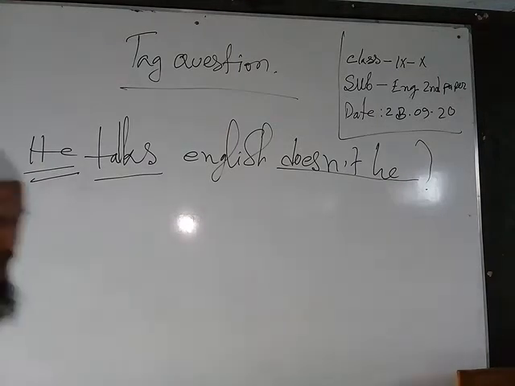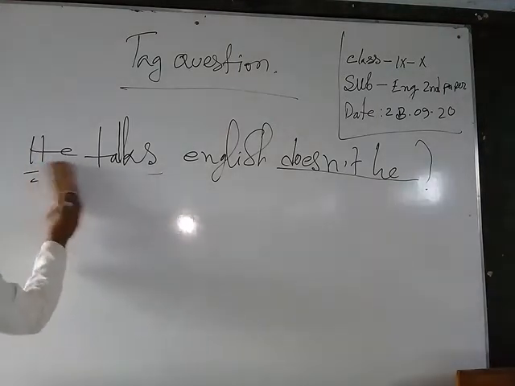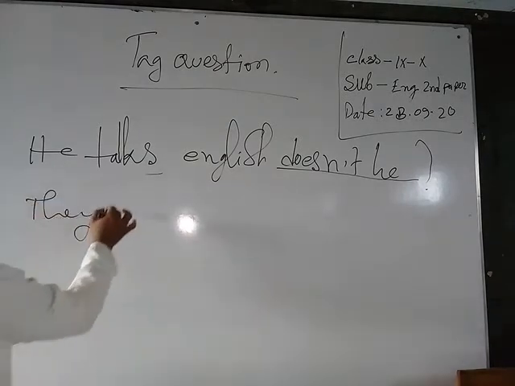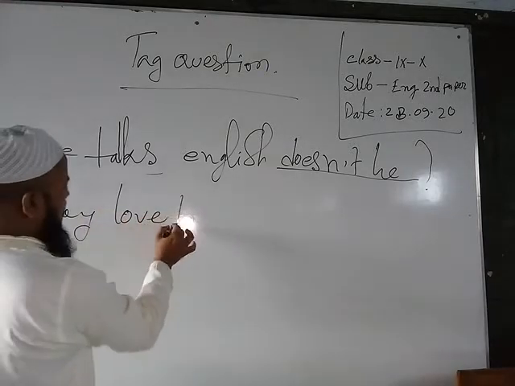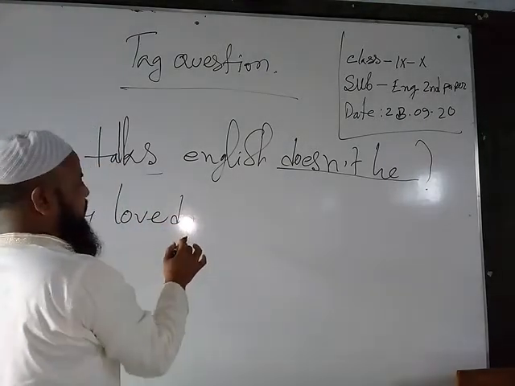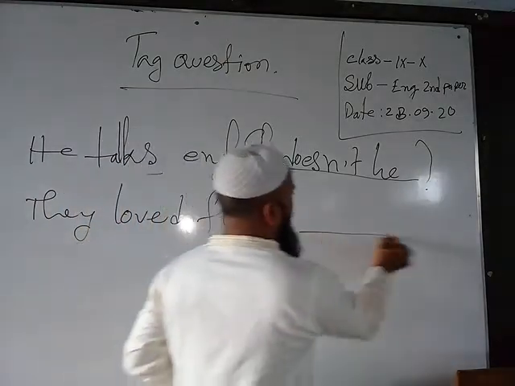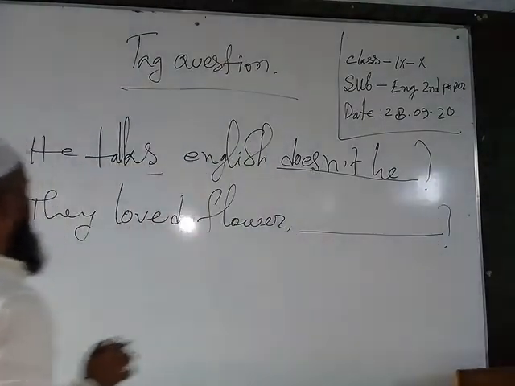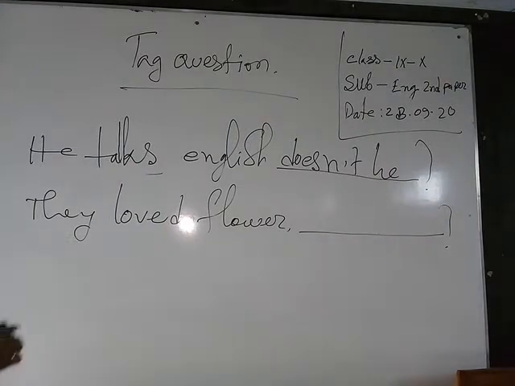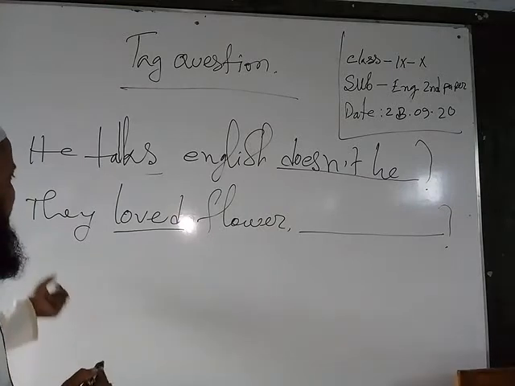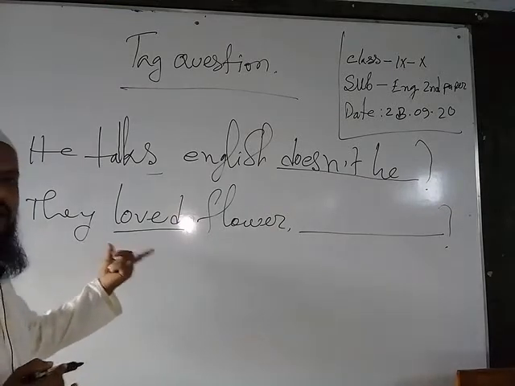Another example, they loved flower. Here the another example is, in this sentence the verb is loved and it is the past form of the verb and there is no auxiliary verb in this sentence.